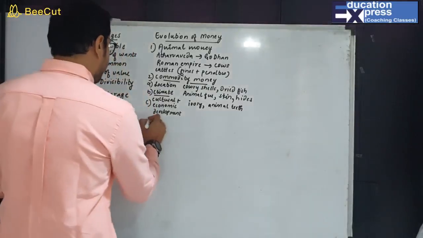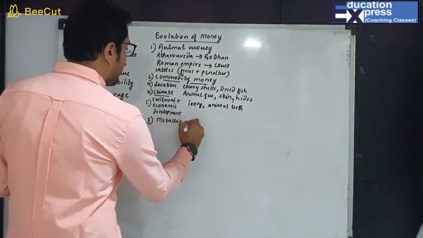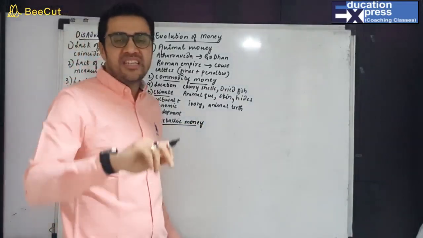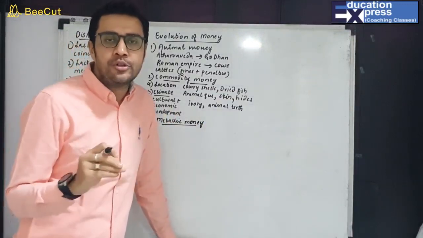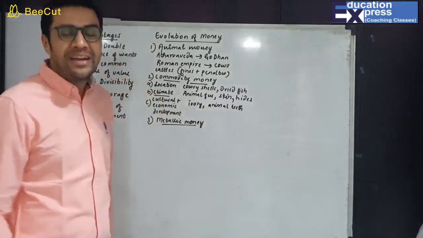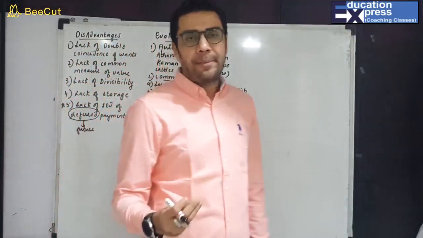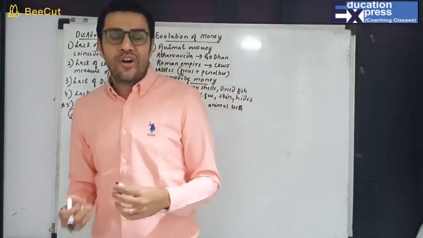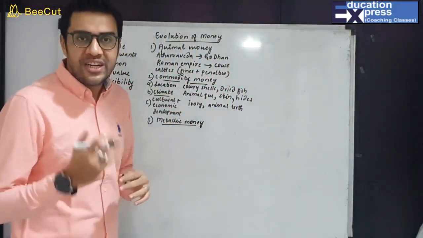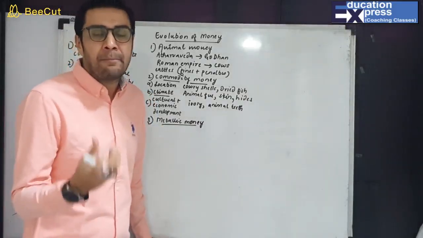Third one, after that came metallic money. Since the commodities were perishable, and they could not be used for a longer time, metallic money came into use, and metals in the form of gold, silver, copper were being produced. Commodities were perishable. We could not keep them for a longer period of time. So in gold and silver, money started coming up.